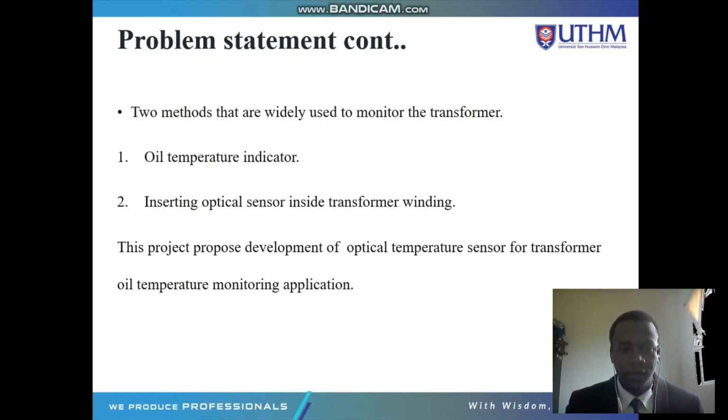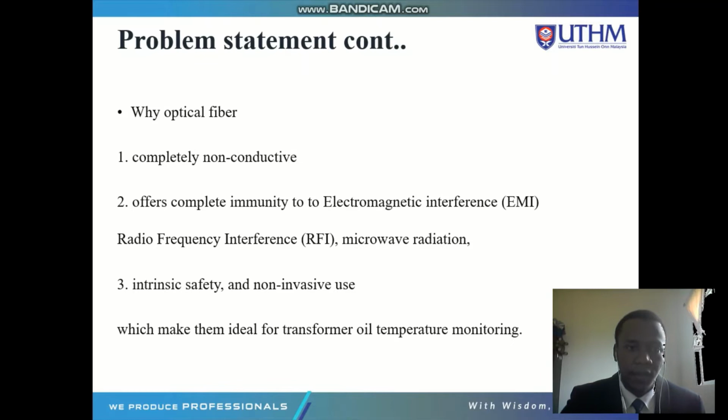in this project, we are going to develop an optical temperature sensor for oil monitoring application. So you may ask, why optical fiber? That's because they are completely non-conductive, and they are immune to electromagnetic interference and radio frequency interference, as I mentioned earlier. They are also very safe and non-invasive to use, which makes them ideal for transformer oil temperature monitoring.